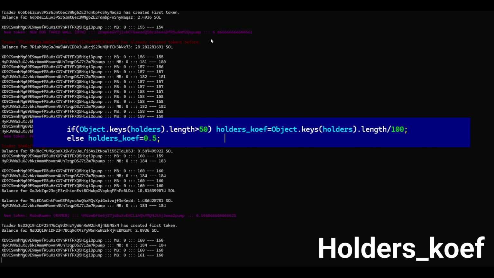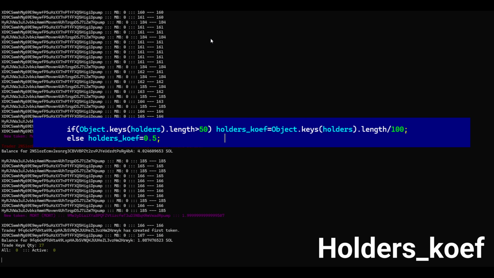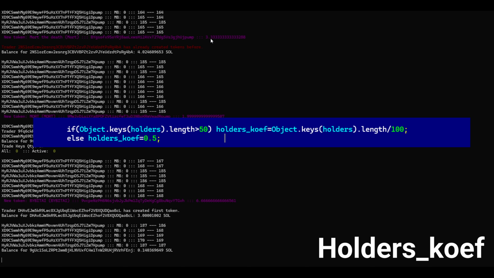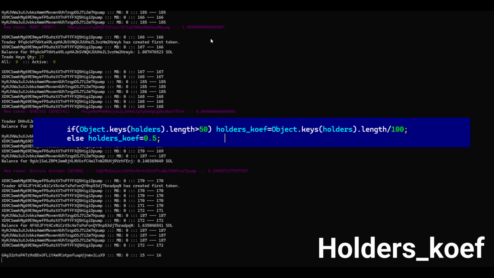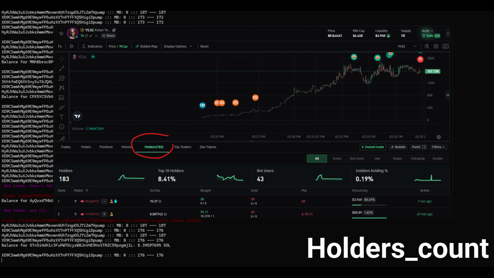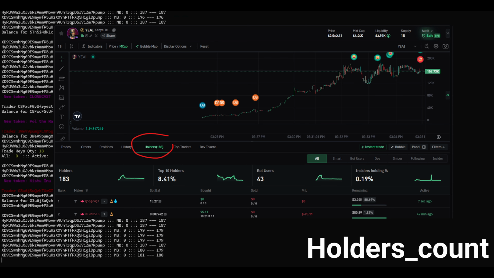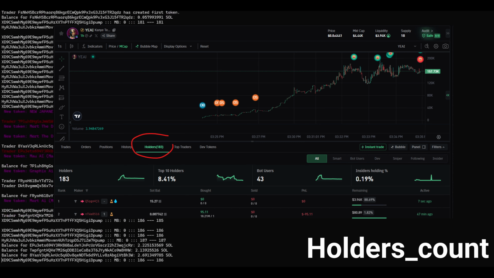Holders_coef, a coefficient for the target profit metric based on the number of holders. The assumption was that more holders could lead to greater profit potential. Holders_count, an array storing token holders. Each purchase adds an entry, while each sale subtracts the sold amount. This helps track whether the developer has sold their tokens.